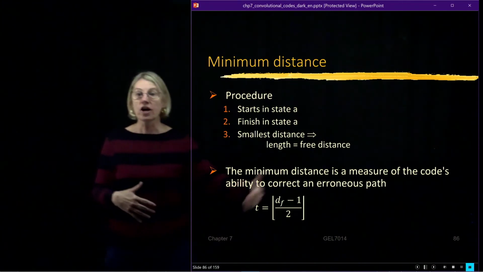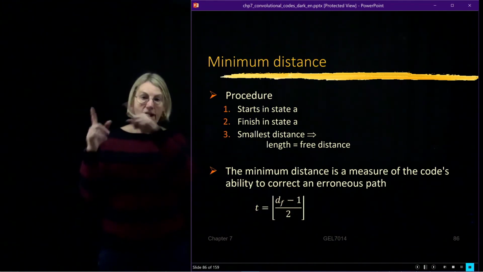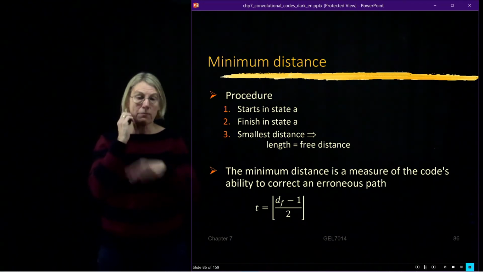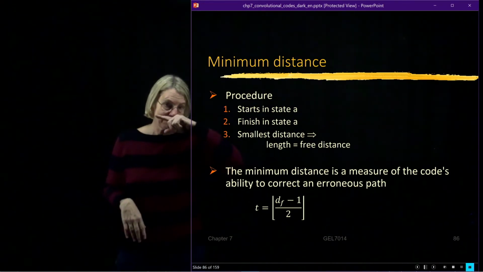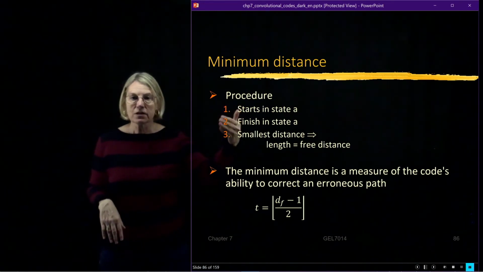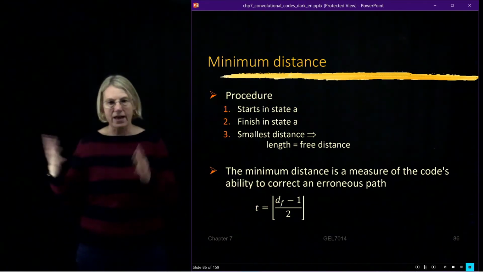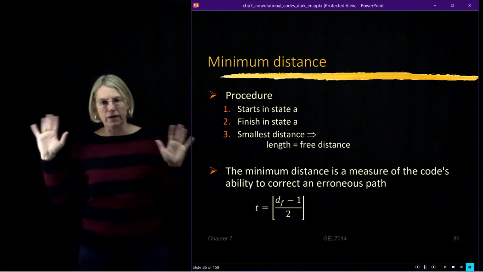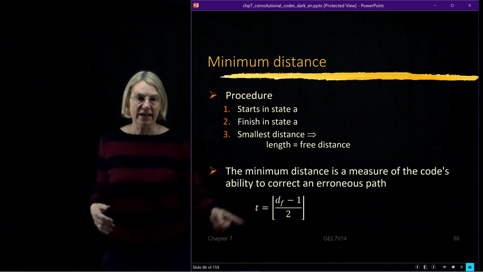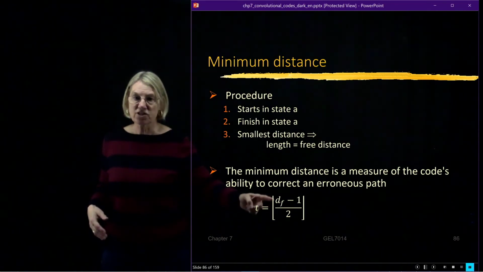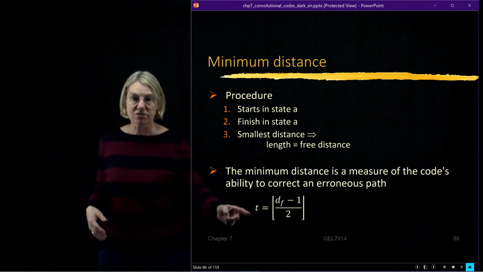And of course, the larger this number is, the more errors along the path that I can fix. Remember I said that the path length was the number of errors? So how many errors can I correct? Up to a certain amount. After that, my redundancy is not sufficient. I'm not going to be able to correct it. So clearly, I want to have the free distance as large as possible. I want to correct as many errors as possible.